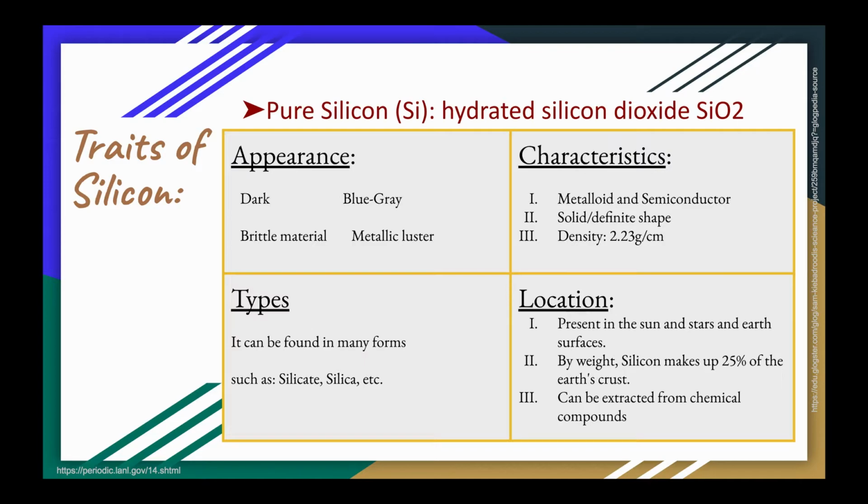So the pure form of silicon is pretty rare to find. It's usually found paired with other elements such as oxygen, as in dioxide. And so if you want the purest form of silicon, you typically have to extract it from a chemical compound.